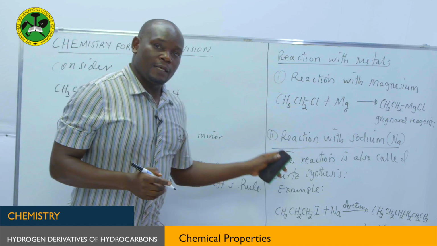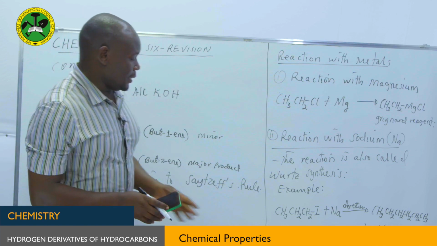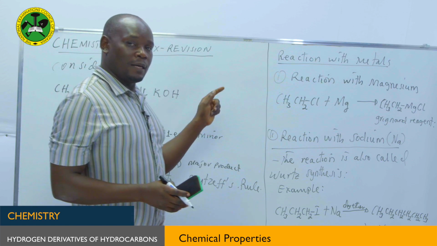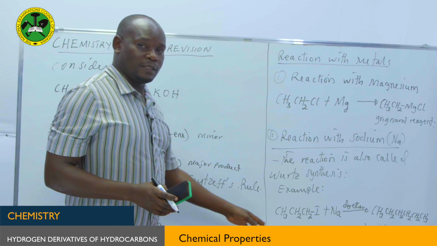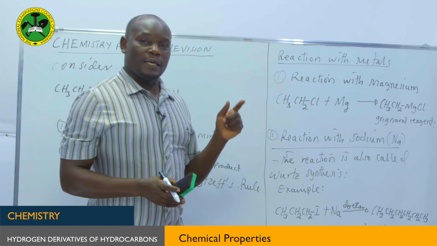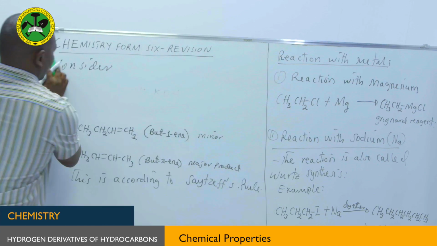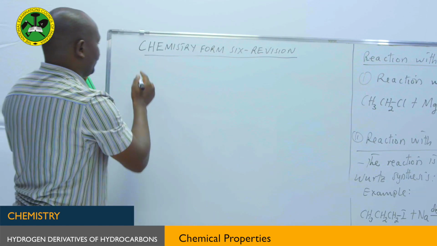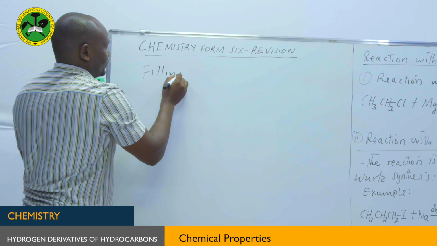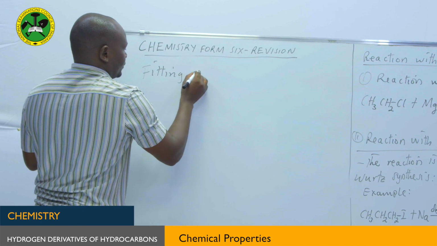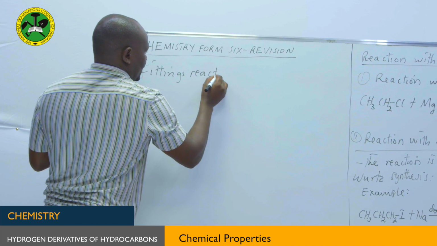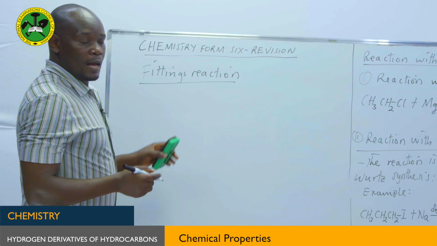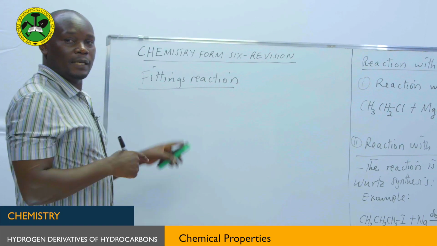But if the reaction involves an aryl halogen, that means the halogen is attached to a benzene ring, it is known as the Fittig reaction. So we have the Fittig reaction. This reaction involves the use of halogen derivatives when it is a benzene ring.